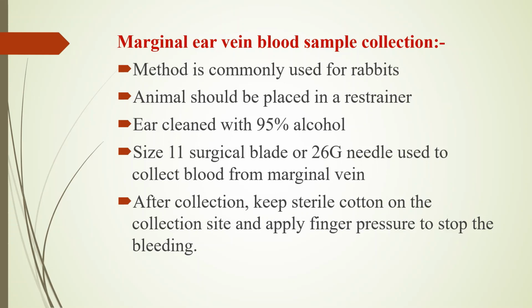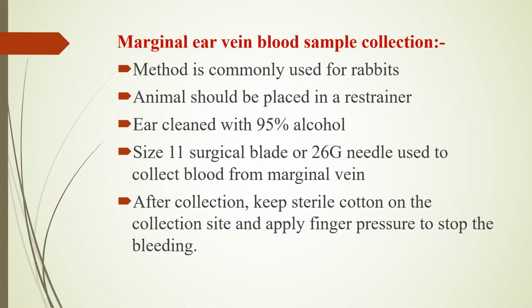Next, marginal ear vein blood sample collection. The method is commonly used for rabbits. The animal should be placed in a restrainer. What is a restrainer? A restrainer is an instrument which prevents the movement of the animal. Then the ear is cleaned with 95% alcohol. A size 11 surgical blade or 26 gauge needle is used to collect blood from the marginal vein. After collection, keep sterile cotton on the collection site and apply finger pressure to stop the bleeding.